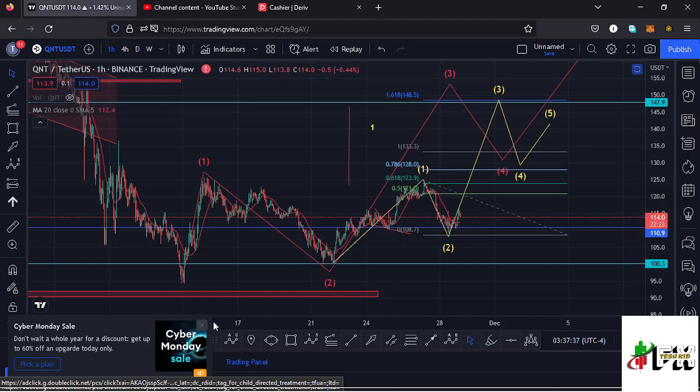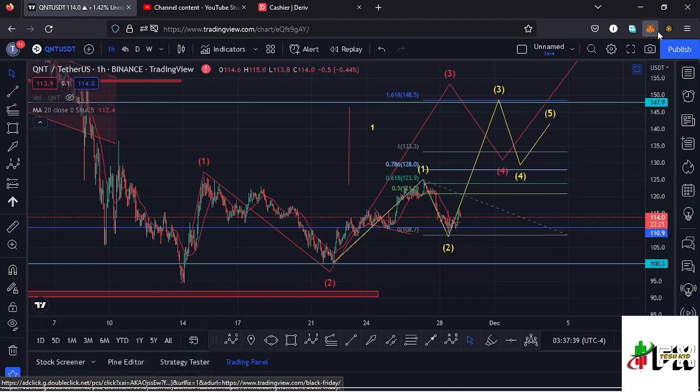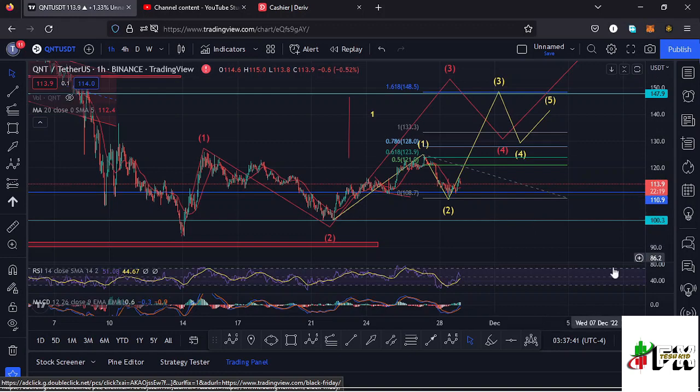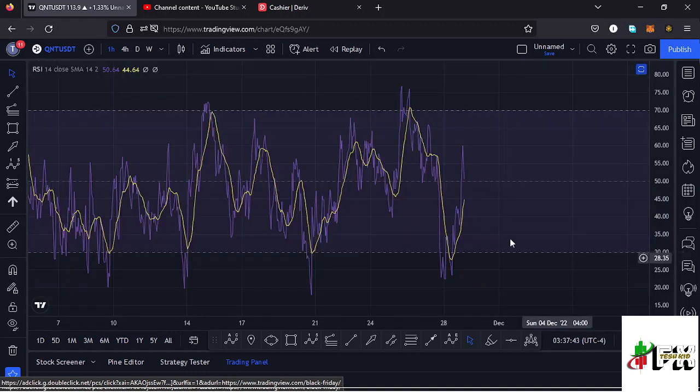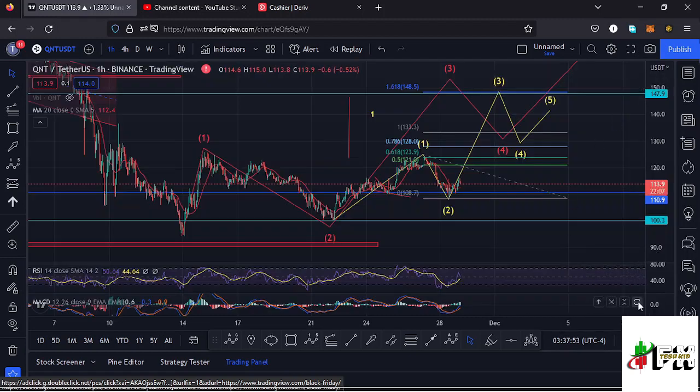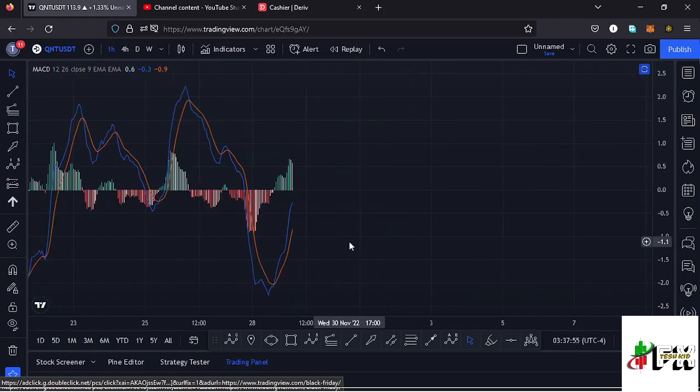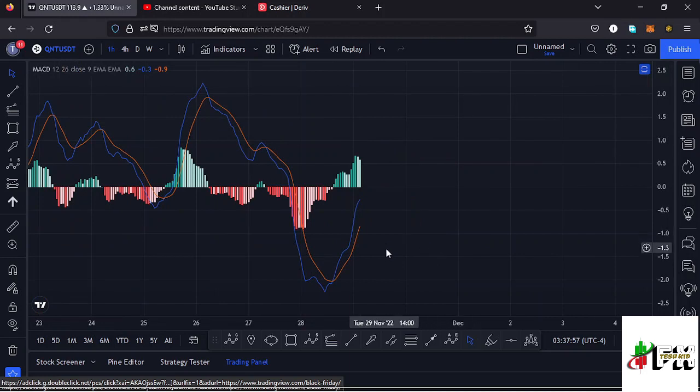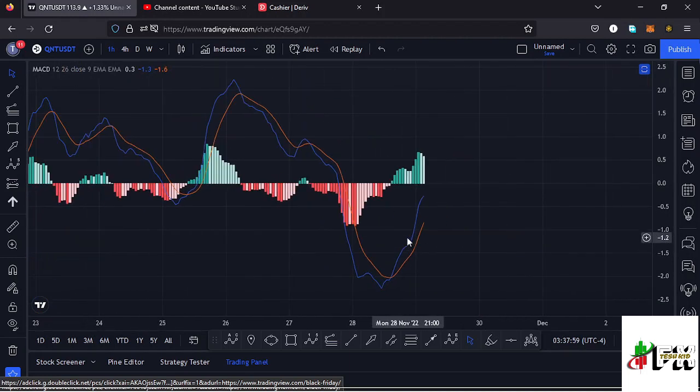Also taking a look at the indicators here on the 1 hour RSI, we are trading at around the 50 mark, meaning we have massive room for movements both to the upper side and also to the lower side. Also taking a look at the MACD, here on the MACD we have printed a bullish cross, and that would mean higher prices are coming our way. So let's be patient and see how that plays out, and I'll keep you updated.